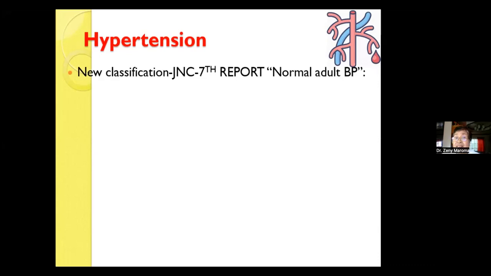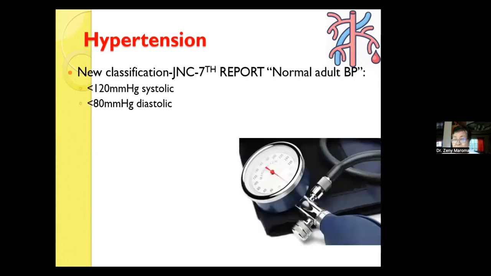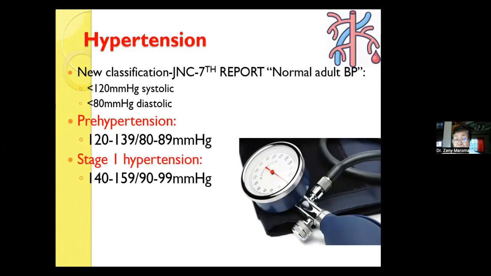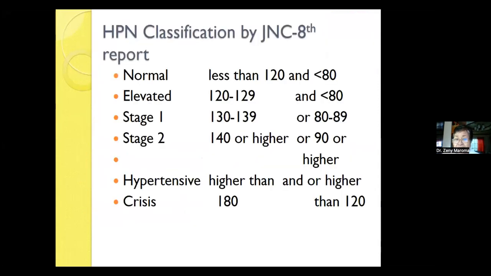Hypertension, with the new classification given by JNC during the 7th report: the normal adult BP is less than 120 systolic and less than 80 diastolic. A BP of 120 to 139 systolic, 80 to 89 diastolic is considered pre-hypertension, while a BP of 140 to 159 systolic and diastolic of 90 to 99 is stage 1, while a BP of 160 over 100 mmHg is stage 2 hypertension.